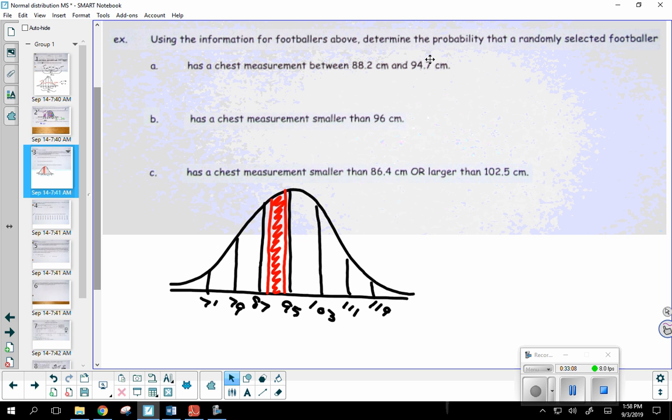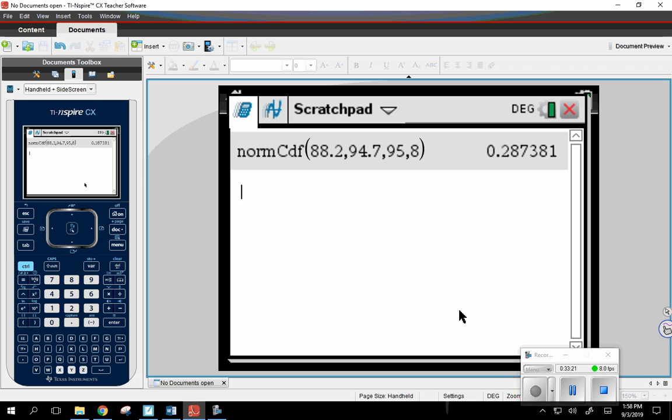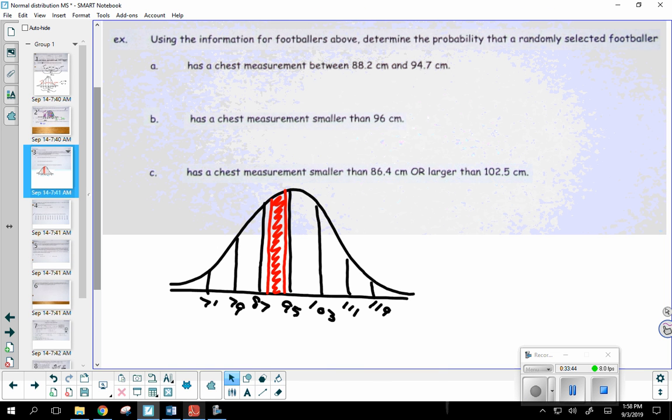You want everything between the 2. So we're going to have 88.2, and then the upper was 94.7. Okay, so I'm going to click OK. It's going to have everything set up for you. So 0.28738. Now, that's the decimal value. What is it if I convert it to a percent? So we're looking at about 28.7%.